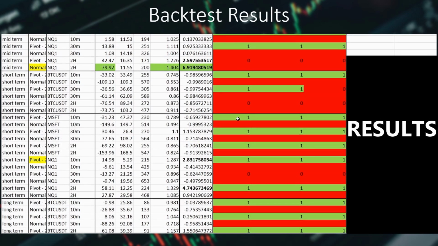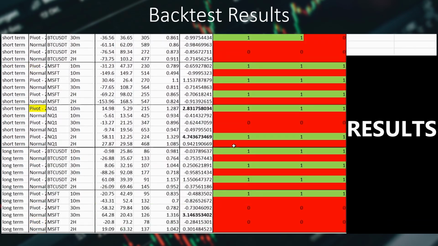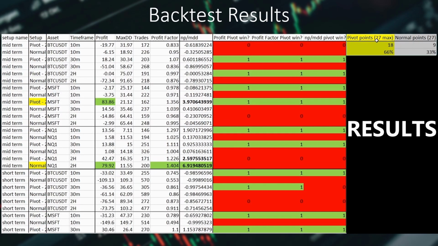So after counting together all the points for the pivot-based super trend, here you can see the results. The maximum number of points that the pivot-based supertrend could have achieved or the normal-based supertrend could have achieved is 27. Out of these 27 points, the pivot-based supertrend took 18 points, which is 2/3 of the maximum number of points that it could have got, meaning 66%. Comparing it to the normal supertrend, it only got 9 points, which is only 33% of the points. So based on this backtest, we can say that the pivot-based supertrend is actually better than the normal-based supertrend.